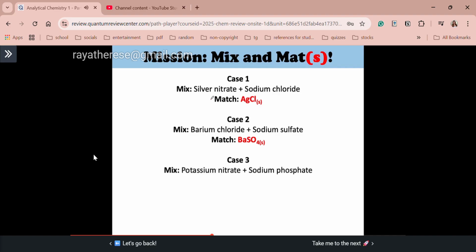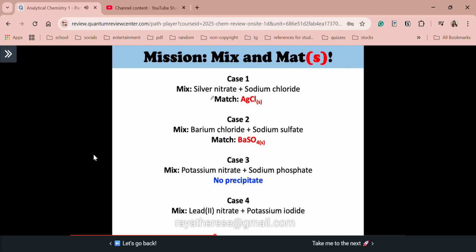Next, case number 3. Let's mix potassium nitrate plus sodium phosphate. Pause if you want to answer. So we have KNO3 and sodium phosphate, Na3PO4. Anong sagot? May precipitate ba? No precipitate. Bakit? Kasi itong mga ions na to are always soluble. Kahit mag-switch pa sila, pareho tayong may sodium and potassium, may nitrate pa. So, all group 1 ions are always soluble. I hope remember nyo yun.